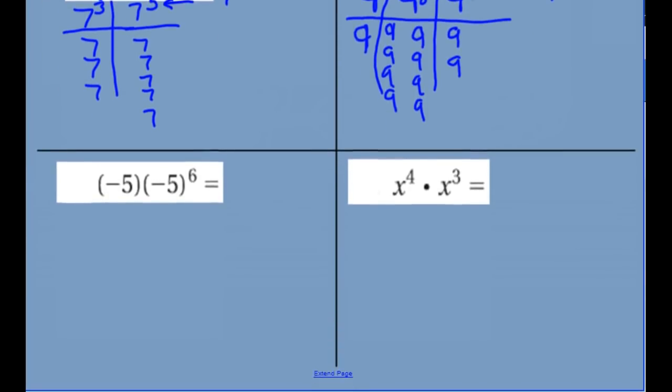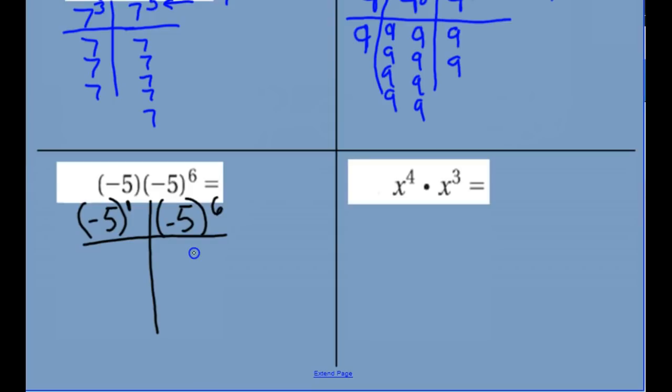Now our next problem, we have some parentheses. Don't let this confuse you. We're just looking for what's inside the parentheses. So we have -5, and we only have that 1 time. And then the other parentheses, we also have -5, but this is to the power of 6.